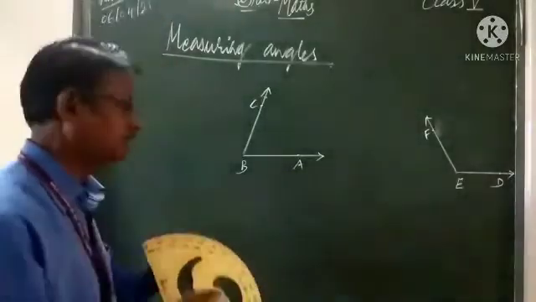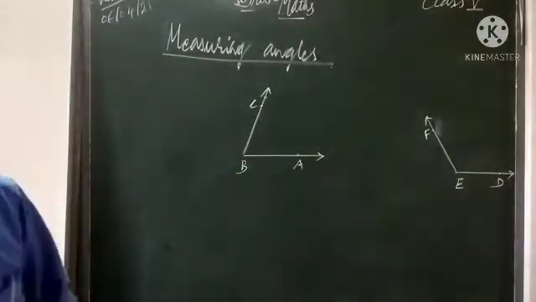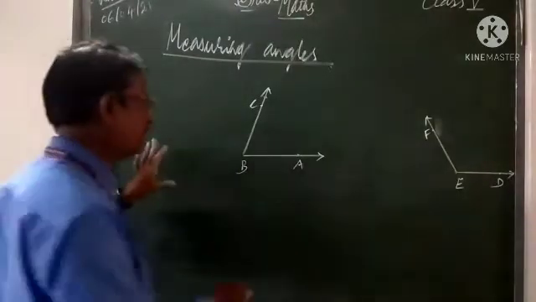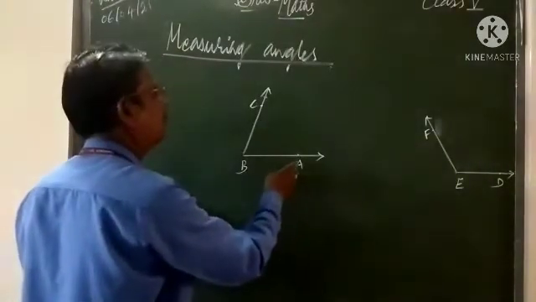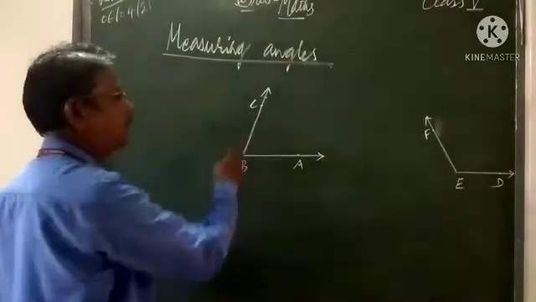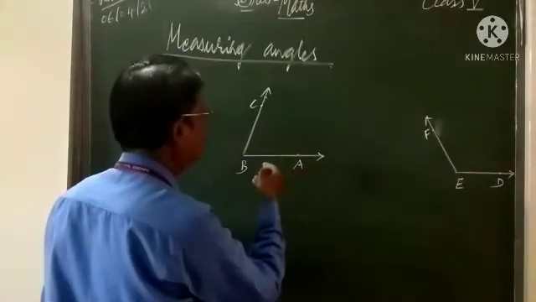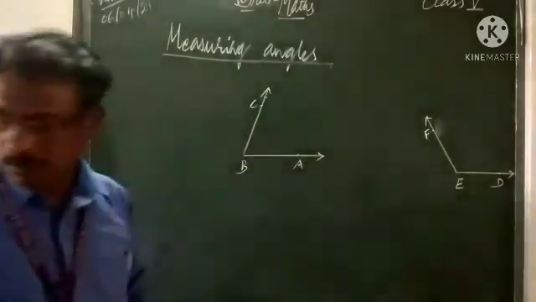Now we have to measure this angle here. What is the name of the given angle? I told you how to read it. There are three ways of writing the angle. How to read? Angle ABC, or angle B, or angle CBA. So angle ABC, how many degrees? We have to measure that. So how to measure it?